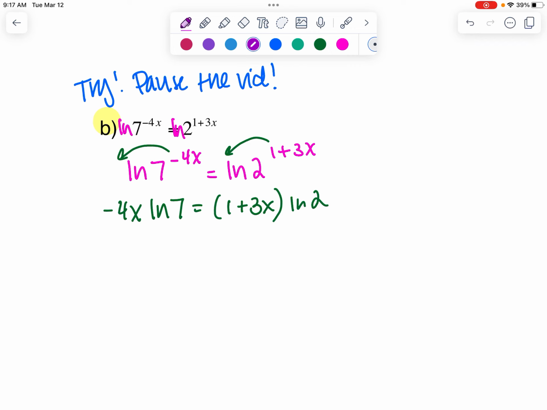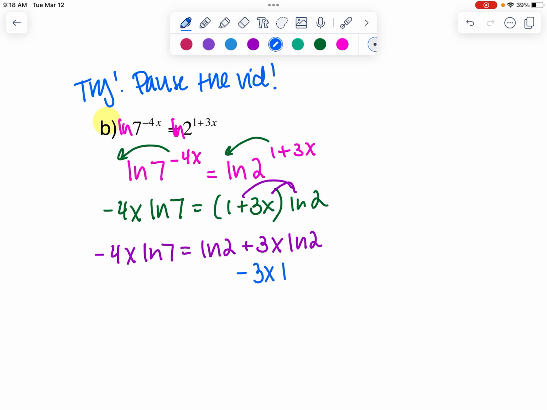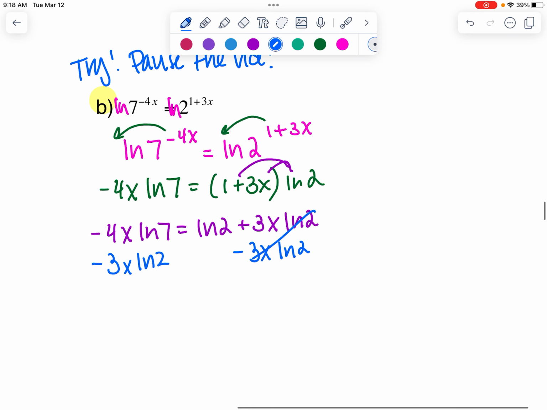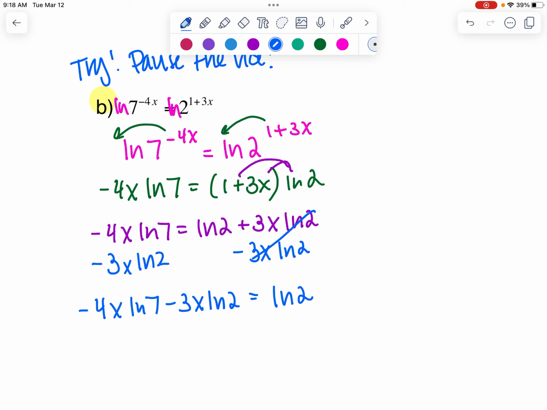Same idea as part A, you will distribute ln of 2 on both the 1 and the 3x. So I'm going to rewrite it as negative 4x ln of 7 is equal to ln of 2 plus 3x times ln of 2. Same thing, you want to move the x's to one side, so I'm going to subtract 3x ln of 2 on both sides. So we get negative 4x ln of 7 minus 3x ln of 2 is equal to ln of 2.